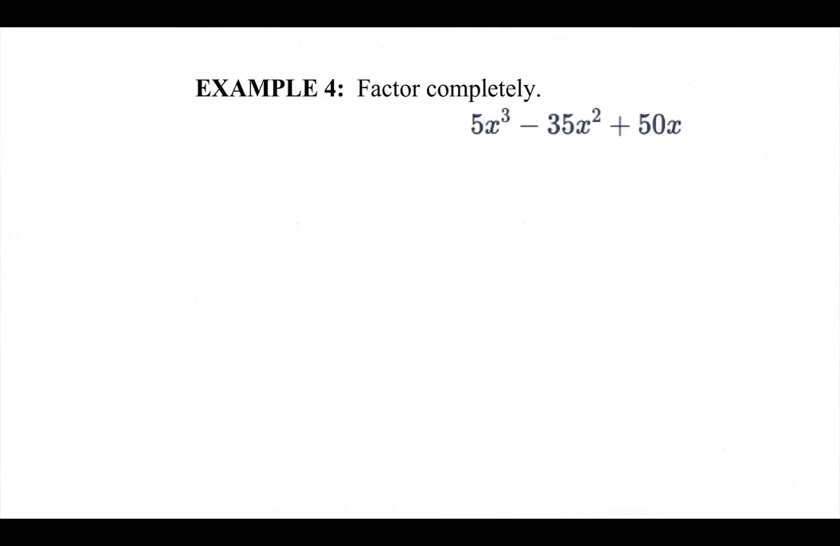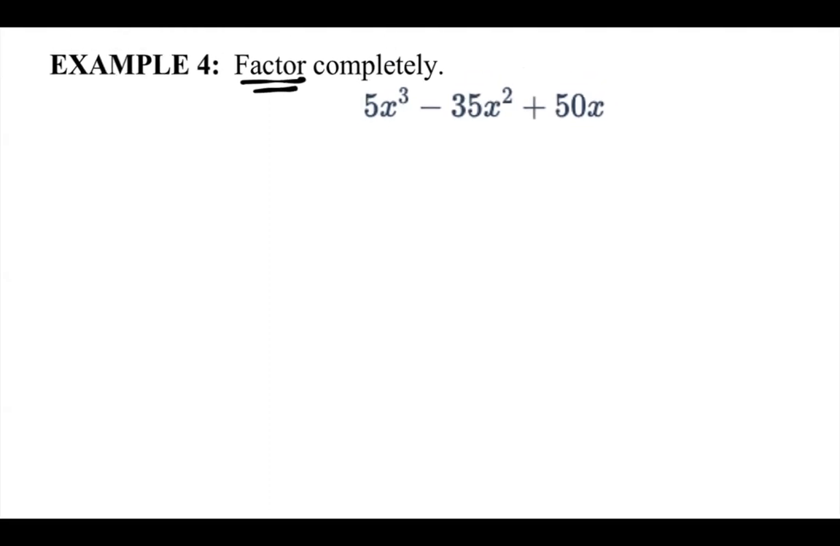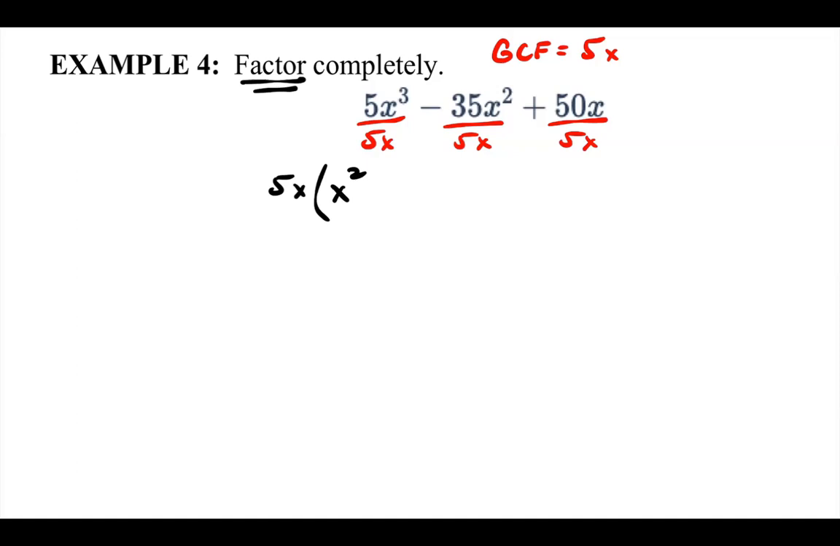Okay, last one. Factor completely. So we're going to follow the first set of steps. Is there a GCF? What is the GCF, if there is one? 5x. They also all have an x. If they all have an x, I can divide by x as well, just like I did in the earlier problem. So I have a 5x out here. So this is just going to be x squared, because the power goes away. The next one is -7x because the power goes away.